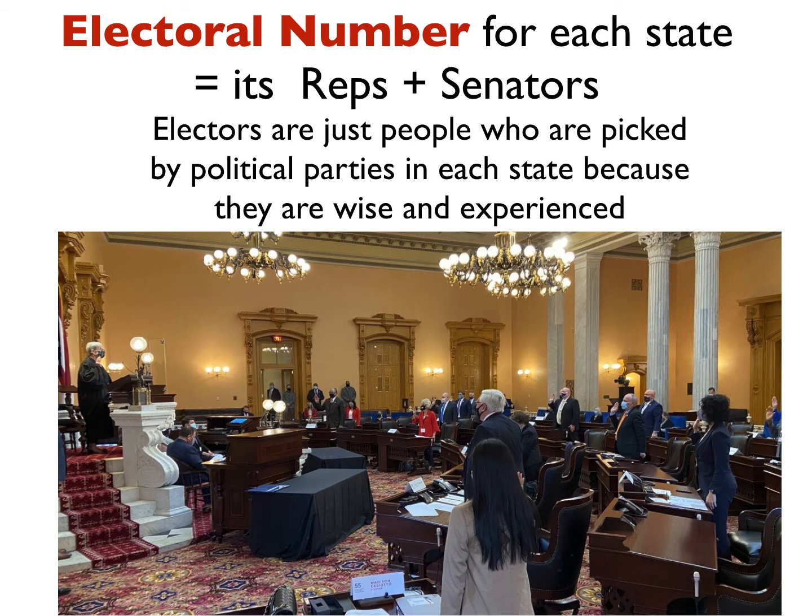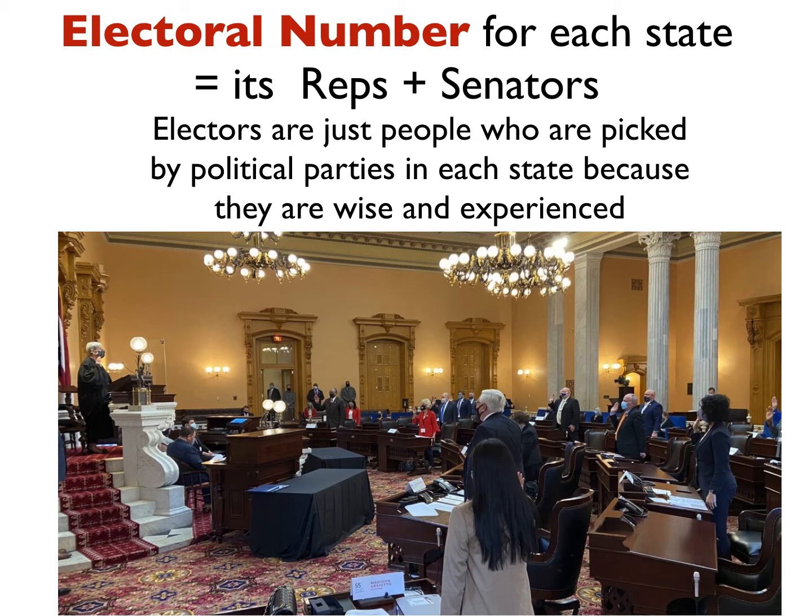So let's talk about the electoral number, because every state has an electoral number. The electoral number for each state is basically its number of people in Congress. So its number of reps plus its senators gives you an electoral number. Now we know every state has 2 senators, so that's easy, but the reps is based on population. So a state like Ohio, well, we have 16 reps and we have 2 senators like every other state. So that means our electoral number is 18. So we have 18 people.